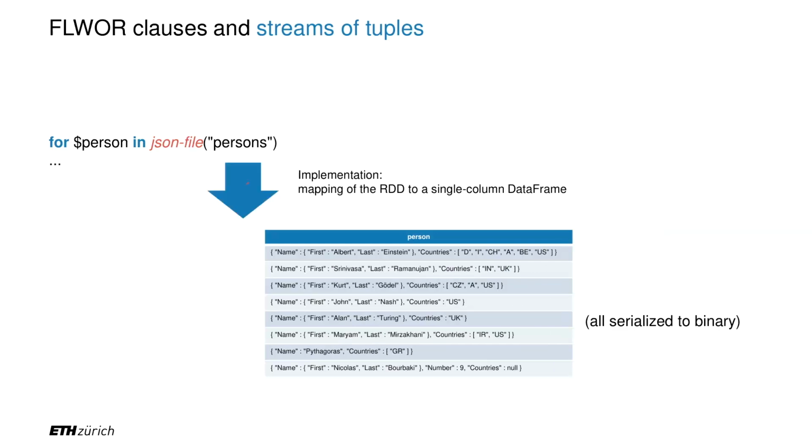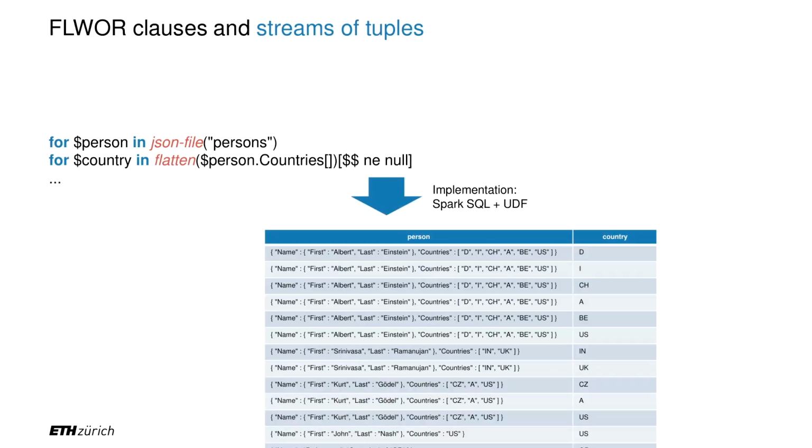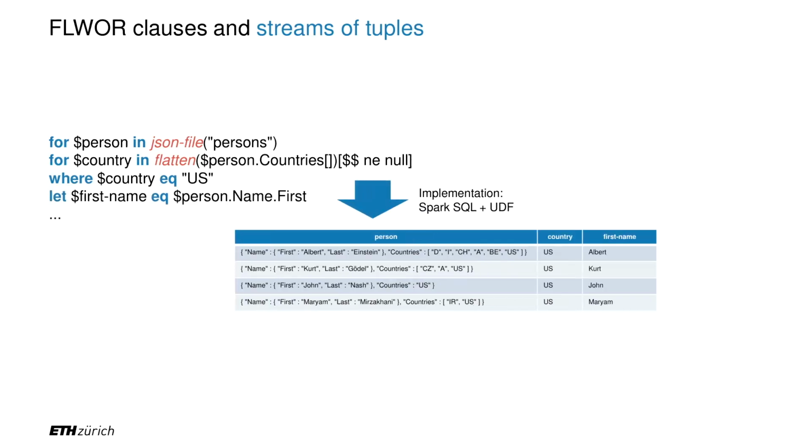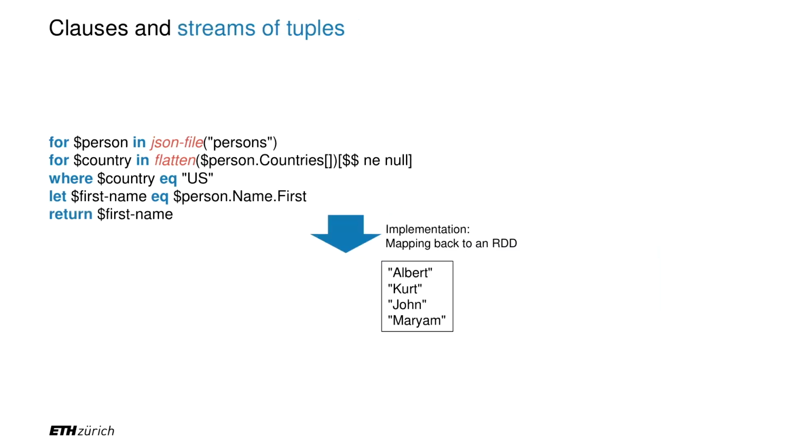Then I have for, that's creating a second variable. So now it extends the data frame with the second column. Again, as a data frame transformation, a where clause is going to just apply a filter on the data frame, right? It's very intuitive. A let clause is going to create a new data frame, adding a column, and so on. And I return, and then that maps back to an RDD. But again, I insist, all of that is hidden from the user.